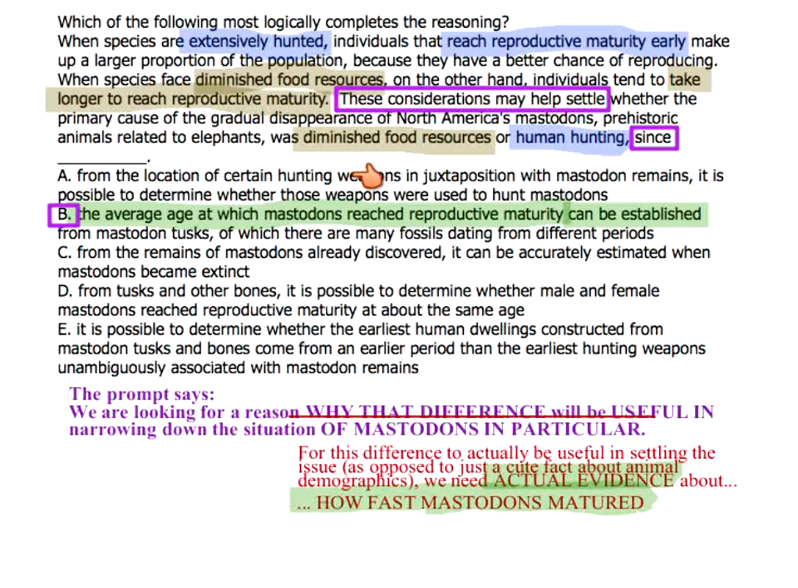So, because A would help us determine the purpose of the weapons that were found, but we don't care. When mastodons became extinct is not the issue. The issue is how fast they reached reproductive maturity. And what's neat here is you don't even have to know what reproductive maturity means. You could replace this with absolutely any idea in the world, and this would not really matter as long as it's the connection that you're seeking here.